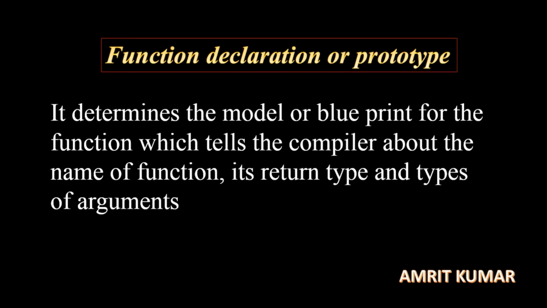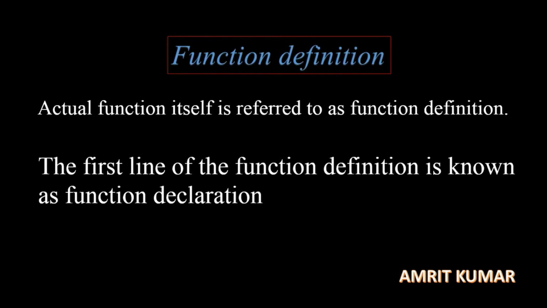You can see here the function declaration, or we can say prototype, because it determines the model or the blueprint for the function, which tells the compiler about the name of the function, its return type and types of the arguments. Therefore, it is the first line of the function definition. That is why it is known as the function declaration, and the actual function itself is referred to as the function definition. Okay.